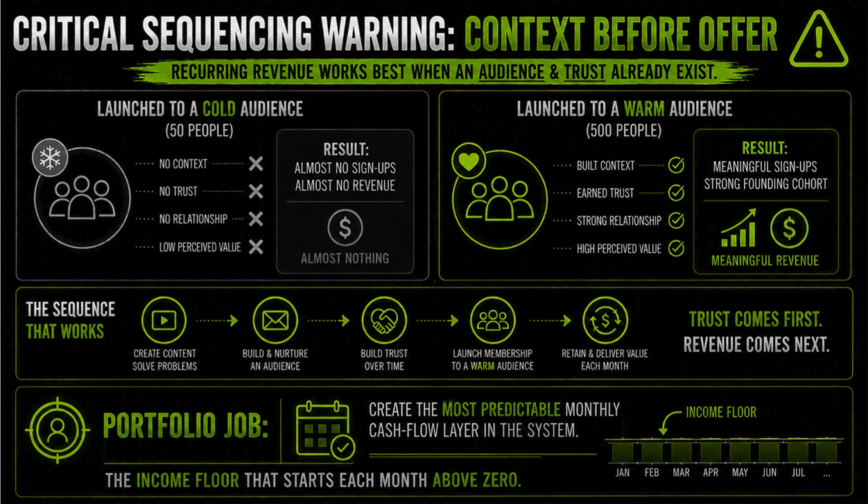The critical sequencing warning: recurring revenue works best when an audience and trust already exist. A membership launched to a cold audience of 50 people earns almost nothing. When it's launched to a warm audience of 500 who've been reading your newsletter and watching your content for 6 months, it earns a meaningful founding cohort. What's this layer's job in the portfolio? Create the most predictable monthly cash flow layer in the system, the income floor that starts each month above zero.